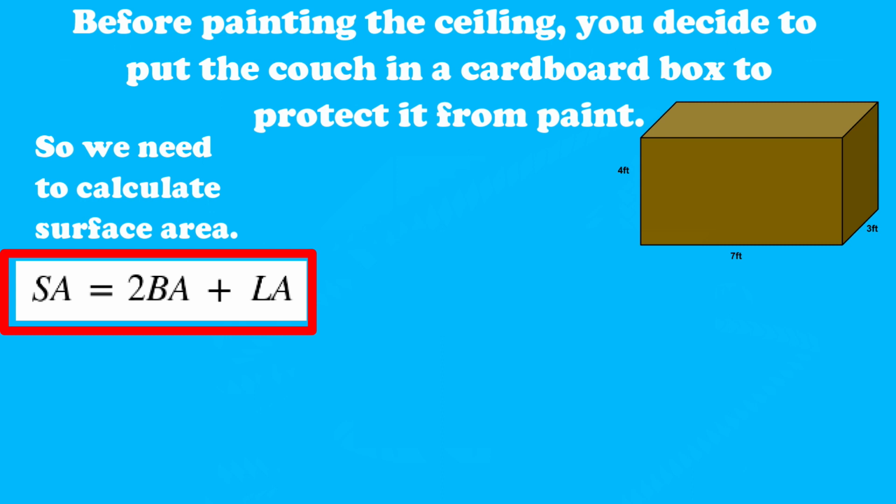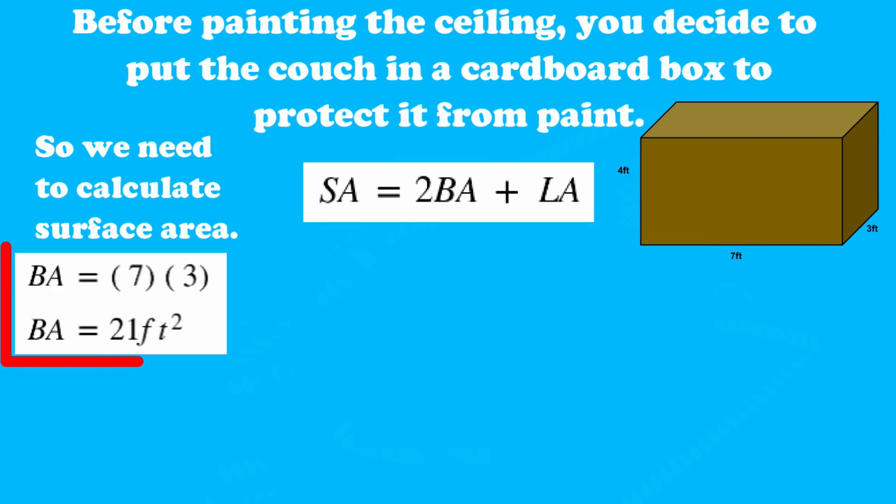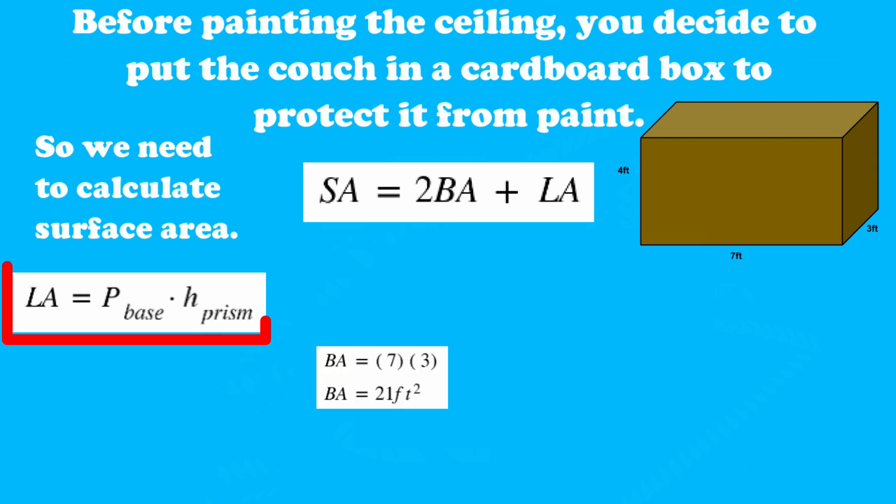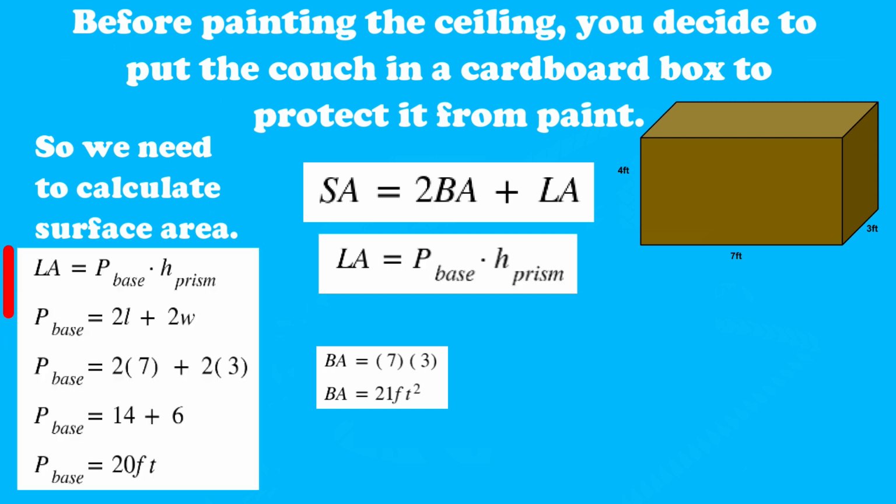So we need to calculate the surface area. The formula for surface area is 2 times the base area plus the lateral area. In this case, our base is 7 feet by 3 feet, so our base area is 21 square feet. Let's put that off to the side. Now we need our lateral area, which would give us our 4 sides. That's the perimeter of the base times the height of the prism. Let's put that off to the side.